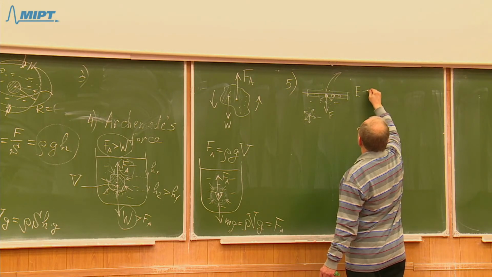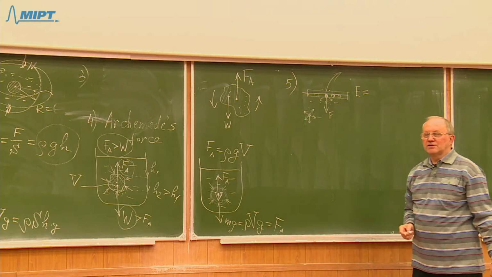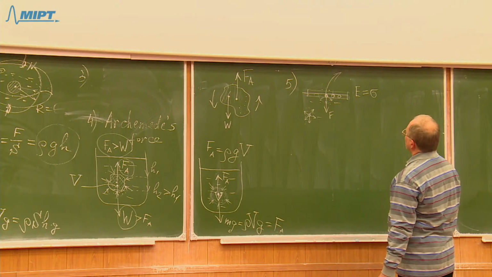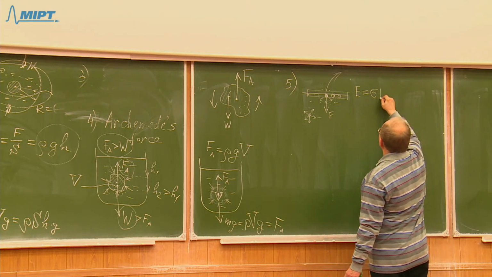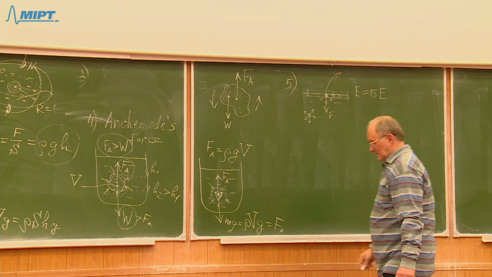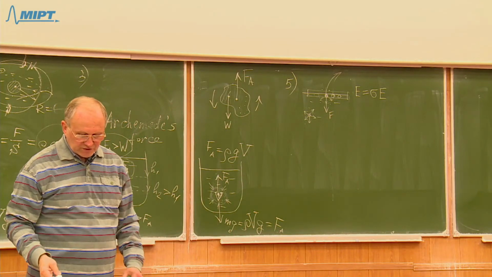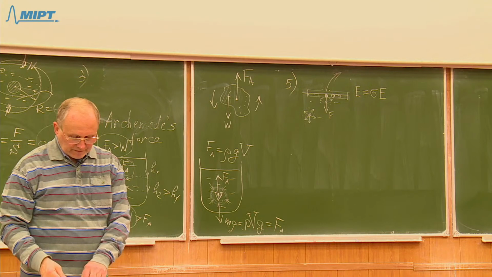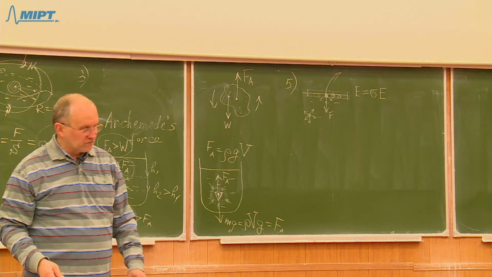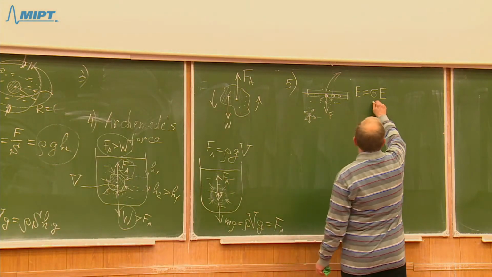And this surface energy is directly proportional to the area of the surface, and the coefficient of proportionality is called surface tension. It's also called surface energy. This is a surface tension.